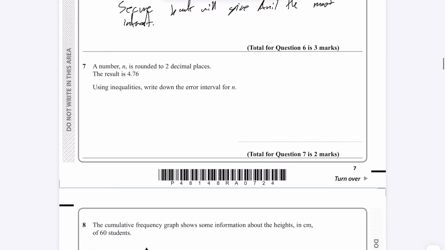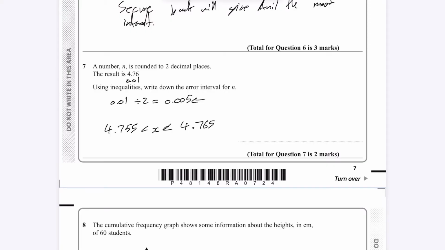Right, n is a number rounded to 2 decimal places. The result is 4.76. So the way I like to do this is it's rounded to 2 decimal places, so that's 0.01. We can do 0.01, divide that by 2, that becomes 0.005. Now add 0.005 to 4.76, and that gives me 4.765. Take away this number from 4.76, and you get 4.755. And then in between it, you're left with your inequality.